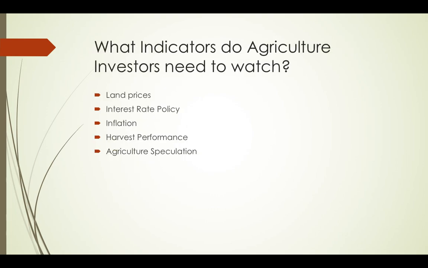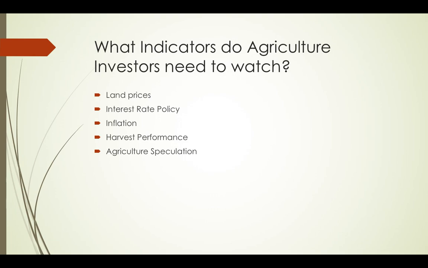Now we'll move further. Now we'll see what are the indicators an investor needs to watch. First is land price, second is interest rate policy, third is inflation, fourth is harvest performance, and fifth is agriculture speculation. We will start with land prices. The land price is a two-way relationship between the value of land and the value of agriculture product. Assuming the productivity remains unchanged, rising land prices tend to indicate the rising of agriculture products.